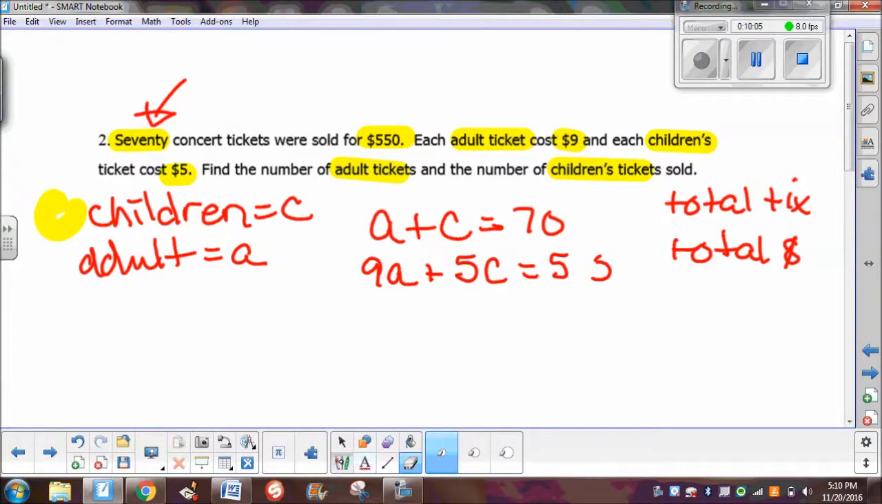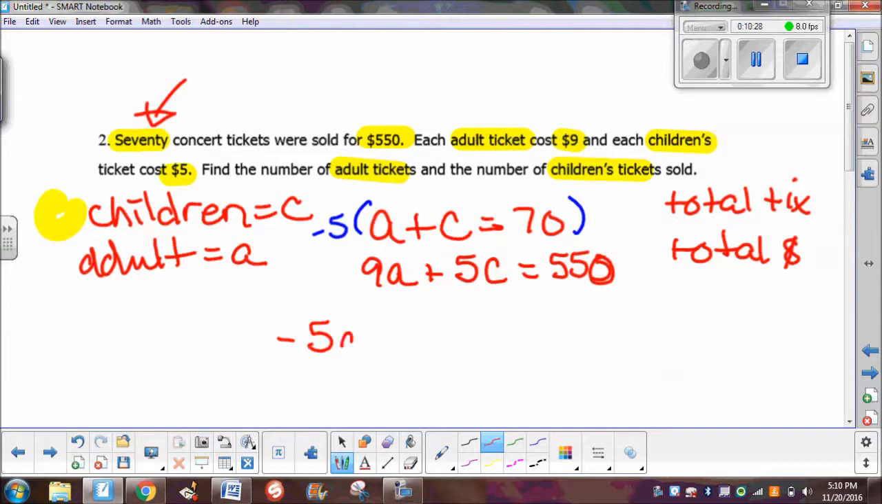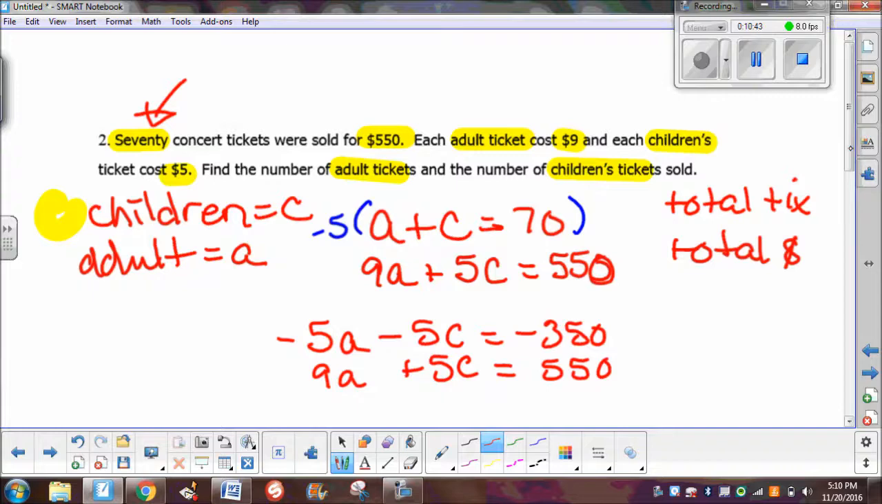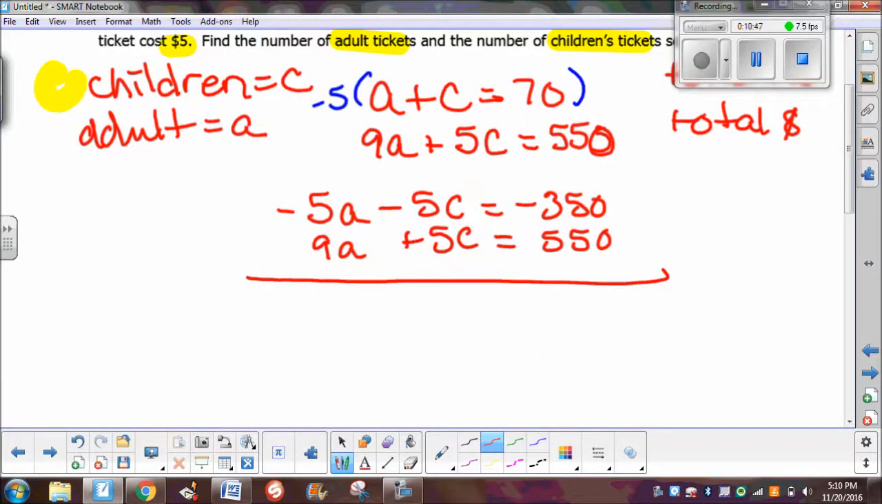So now I could do one of two things. I could solve this by elimination, or I could solve it by substitution. Really doesn't matter. I think I will practice a little. Let's do elimination, and I think I'm going to get rid of the c's. So I'm going to multiply that top equation by a negative 5. So I'm going to distribute: negative 5a minus 5c equals negative 350. And then 9a plus 5c equals 550.